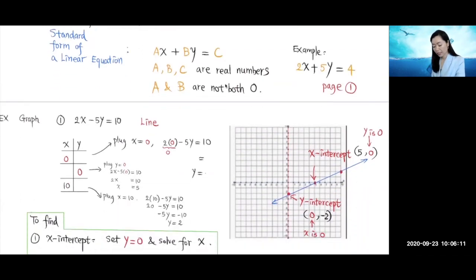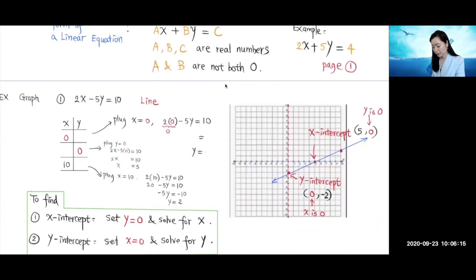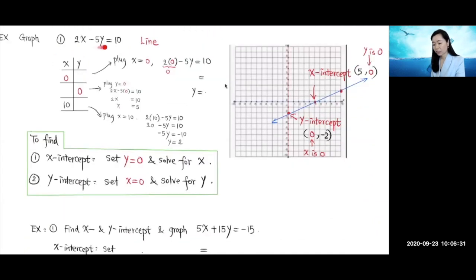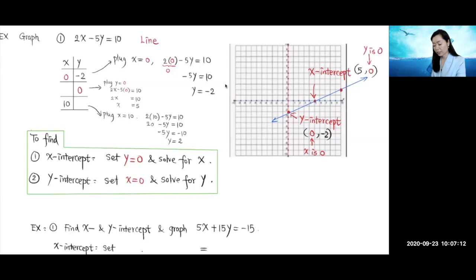Now, look at this example. We're trying to graph this. I can tell this is a linear equation because it's in the standard form, right? ax plus by equal to c, okay? And you can also see the exponents on x and y are 1 here, so it is a straight line. The graph of it is going to be a straight line. So I'm going to pick x to be 0 and try to find the y coordinate for that point. So we substitute x equals 0, 2 times 0 will be 0. So we get negative 5y equal 10, so y equals negative 2. So the y coordinate is negative 2 here.